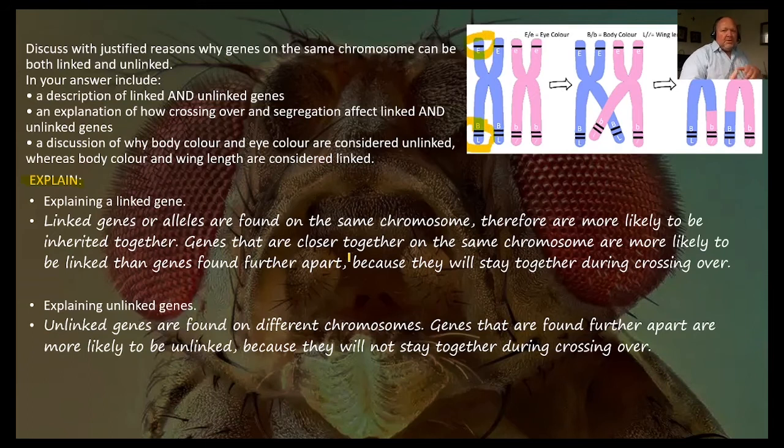So we're just building on our previous answer, where we're just going for achieved. So this is more towards merit level. Genes that are closer together on the same chromosome are more likely to be linked than genes found further apart because they will stay together during crossing over. And then unlinked genes are found on different chromosomes. Genes that are found further apart on the same chromosome can also be considered unlinked in some cases because they will not stay together in crossing over.